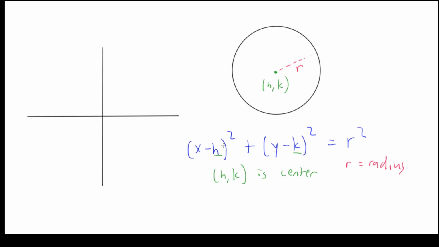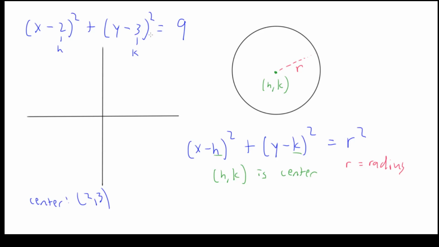So if you use the general form and you know the transformations, you can graph a circle given an equation. Let's practice that. Say we have the equation (x − 2)² + (y − 3)² = 9. First of all, what is the coordinate point for the center? Well, 2 is h and 3 is k, so the center is (2, 3). All this is equal to r squared, so r squared is 9, making r equal to 3, because 3 squared is 9.